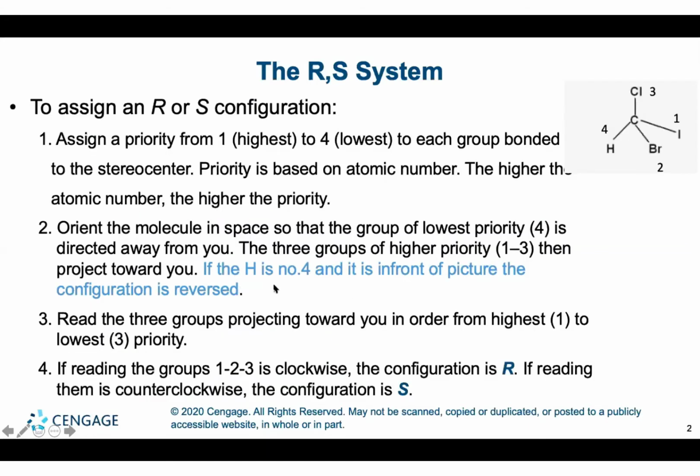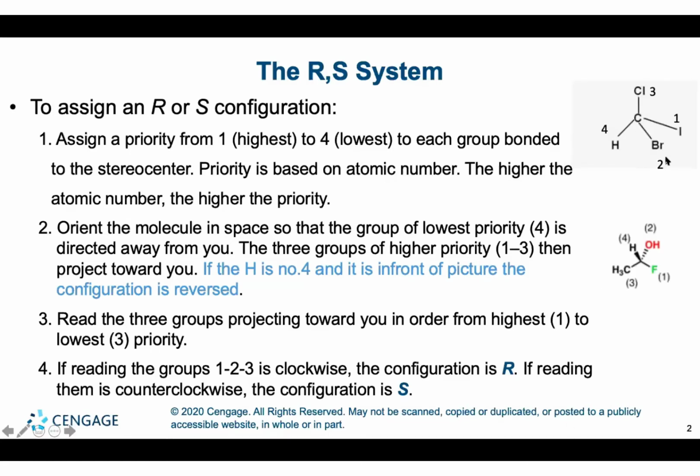If the hydrogen is number 4 and it is in front of the picture, the configuration is reversed. So if you have hydrogen and you see that it is in the wedge format, it means that we should reverse whatever we got until now. We should reverse the configuration.